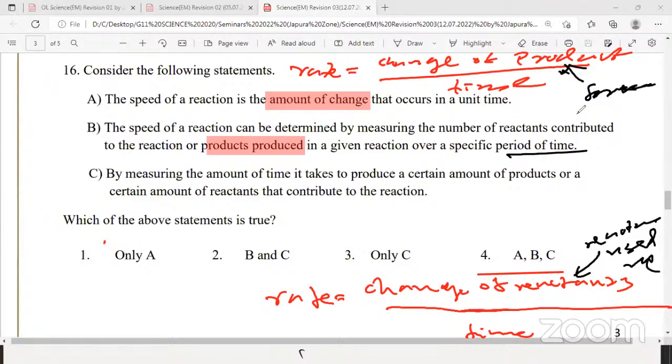So if you want to find the rate, what is rate? Rate means how fast something is happening. Understood? So if you divide something by time, that is called the rate.